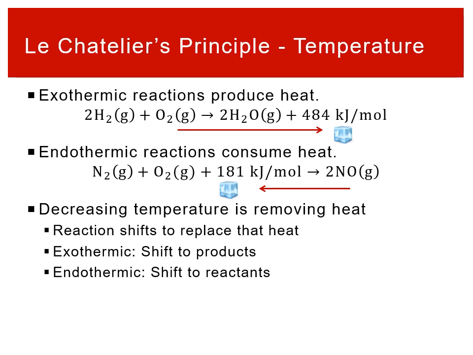Endothermic reactions do the opposite, right? Decreasing the temperature removes heat. The equilibrium will try to replace it. So it would shift towards the reactant side for an endothermic process to replace that heat. So the direction of the shift is based entirely on whether or not the reaction is exothermic or endothermic.